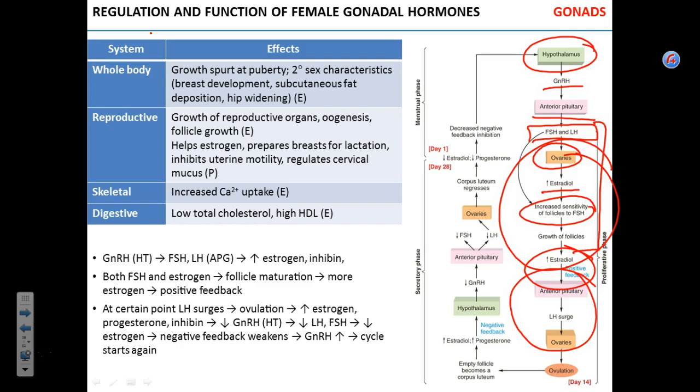Surge in luteinizing hormone leads to ovulation. Okay, so the oocyte leaves the follicle. The follicle is empty. The empty follicle turns into the corpus luteum, the yellow body. And the corpus luteum keeps producing estrogen, and what's important, progesterone.